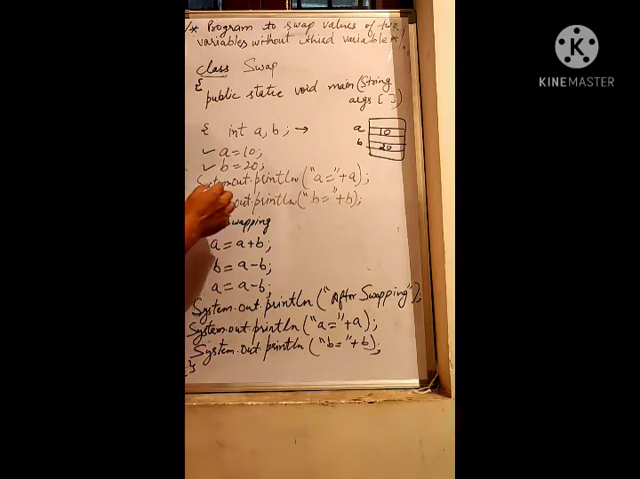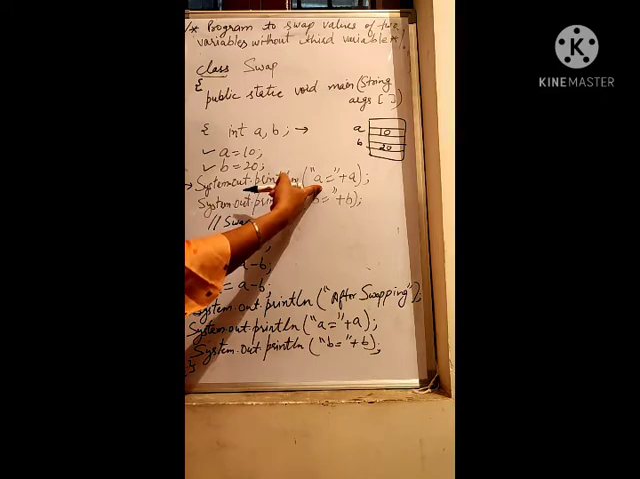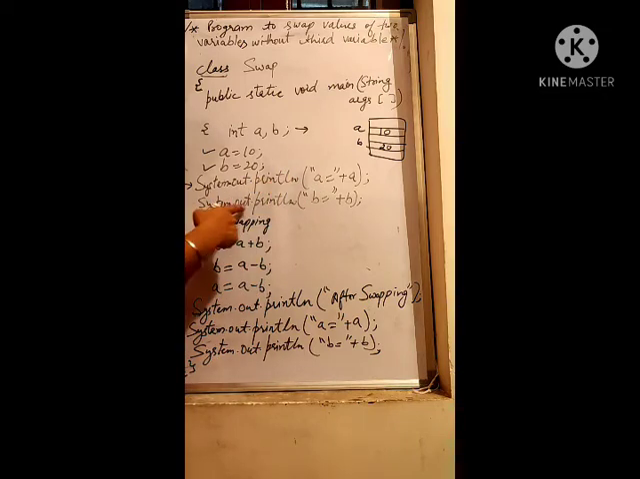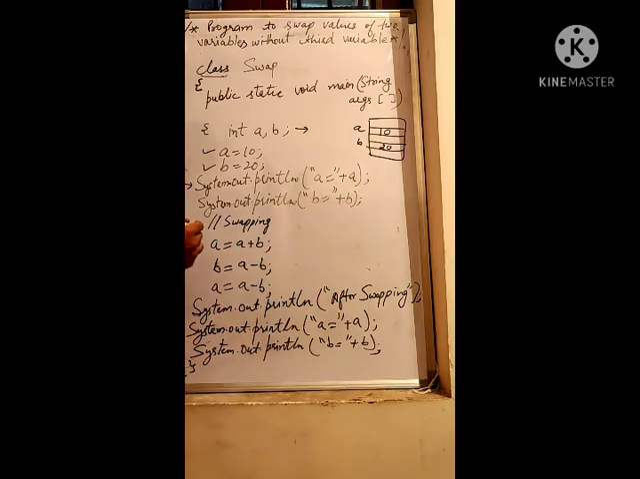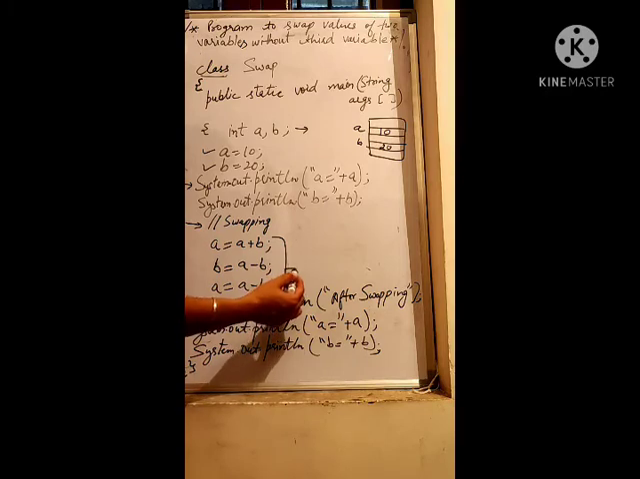Okay. So now this line just prints the value of a on the terminal window, and system.out.println again is used to display the value of b on the terminal window. So this is the single line comment. From here the swapping of the two variables is started. So this code is used to swap the values of two variables.